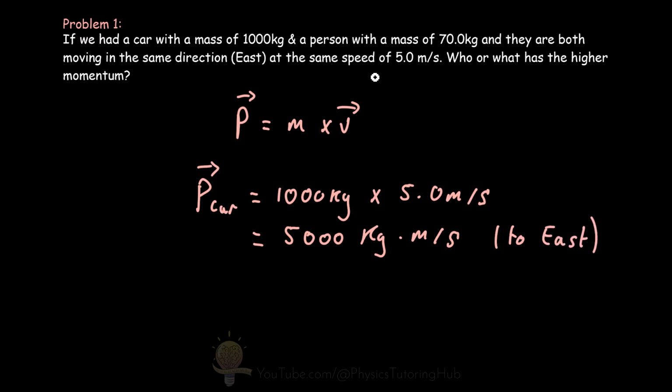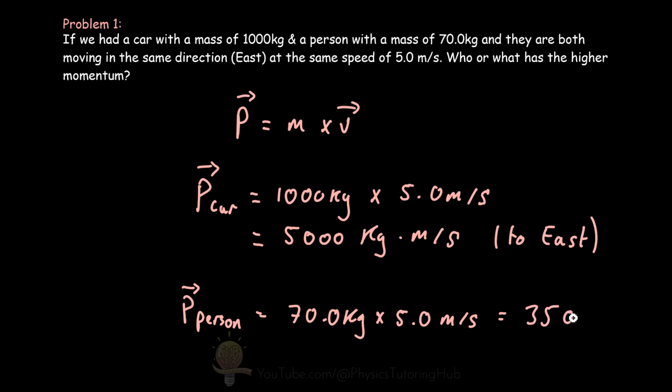What about for the person though? What is their momentum when they're moving at a speed of 5 meters per second? Well, the momentum for the person is equal to their mass, 70.0 kilograms, multiplied by their speed. And we've got the same speed here, 5 meters per second. And that is equal to 350 kilograms meter per second. And that's also directed towards the east.